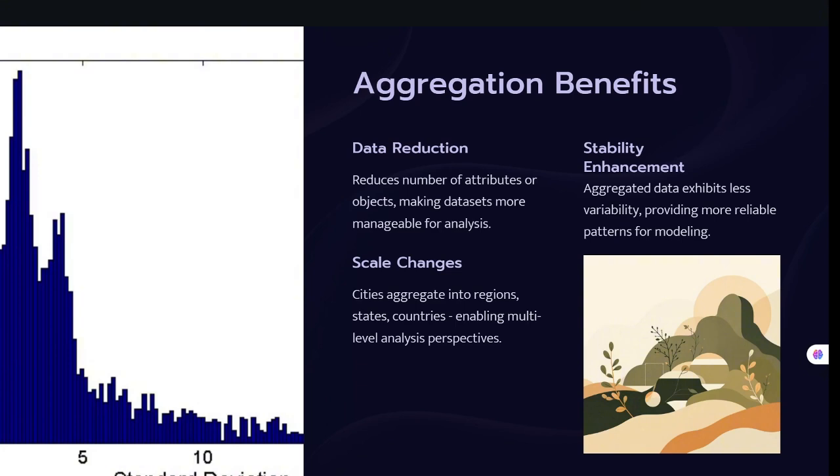For a real example, e-commerce websites like Amazon aggregate millions of daily transactions into weekly or monthly reports. So this helps them to see patterns like seasonal demand and the best-selling categories. So aggregation makes big data simpler, more stable, and easier to analyze.